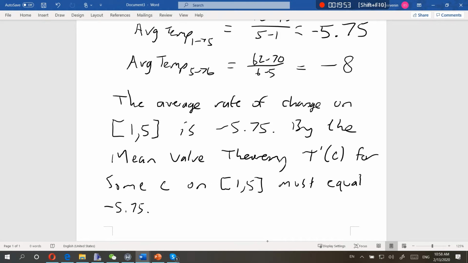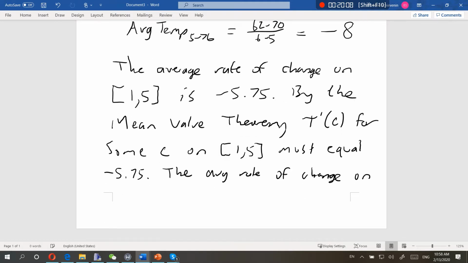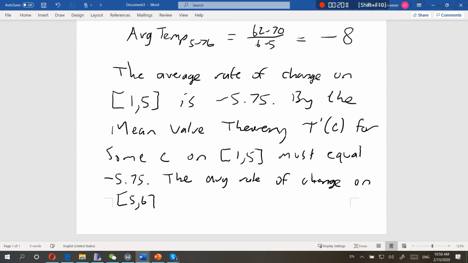And the same thing for this one. The average rate of change on 5, 6 is negative 8. Therefore, T prime at D, I'm going to use another variable, T prime D equals negative 8 for some D on 5, 6.